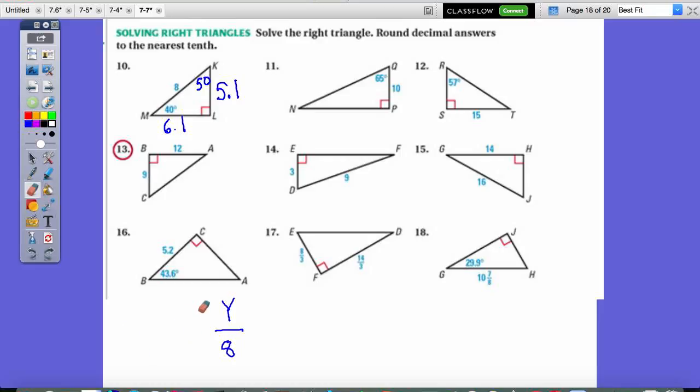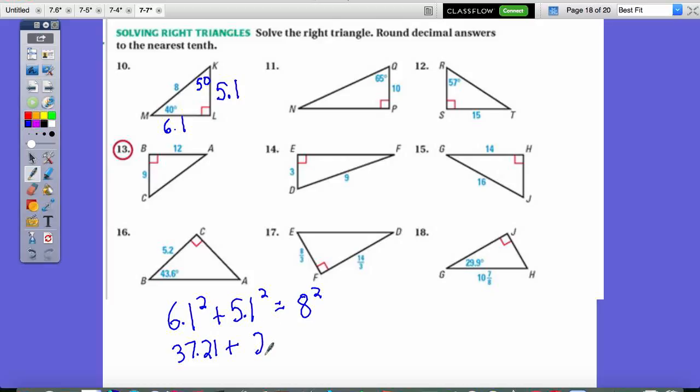If I want to check my work, I can check it with Pythagorean theorem, meaning 6.1 squared plus 5.1 squared should equal 8 squared. 6.1 squared is 37.21. 5.1 squared is 26.01. And that should equal 64. 37.21 plus 26.01 is 63.22. So I'm off a little bit.